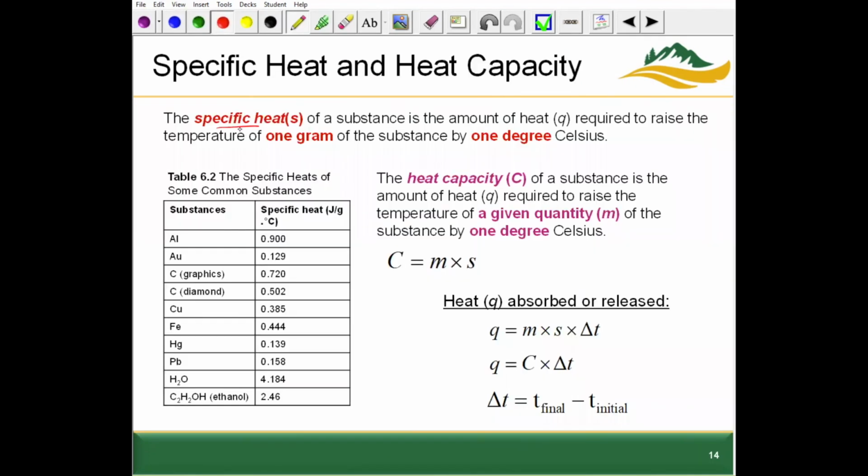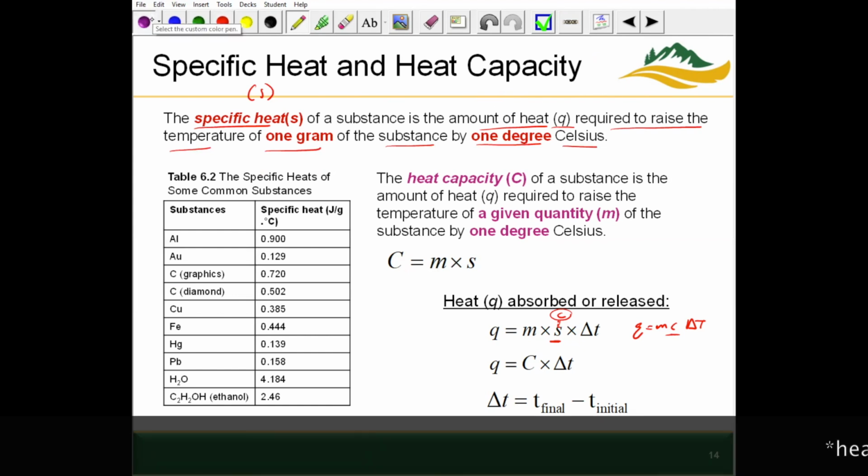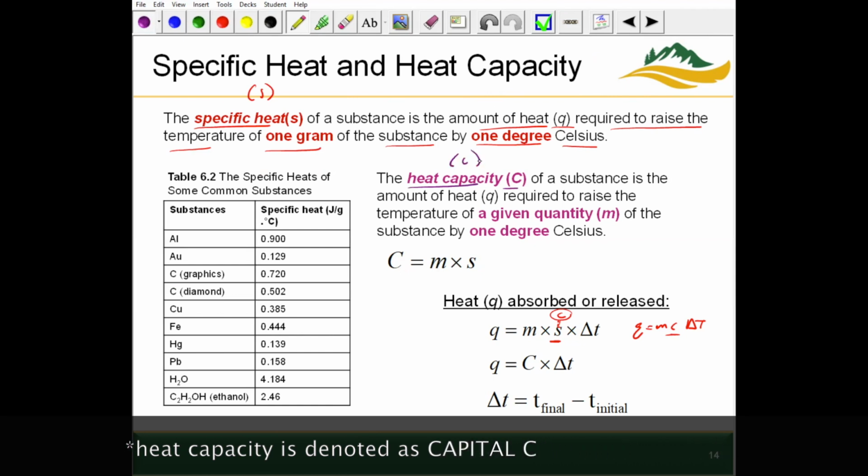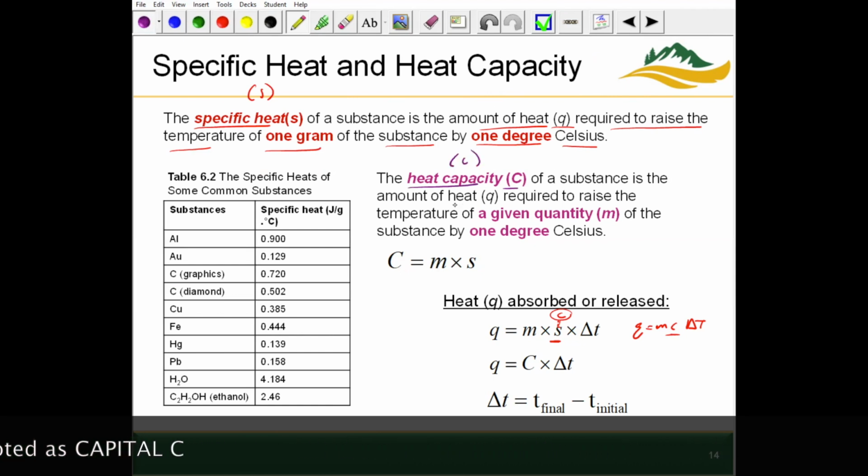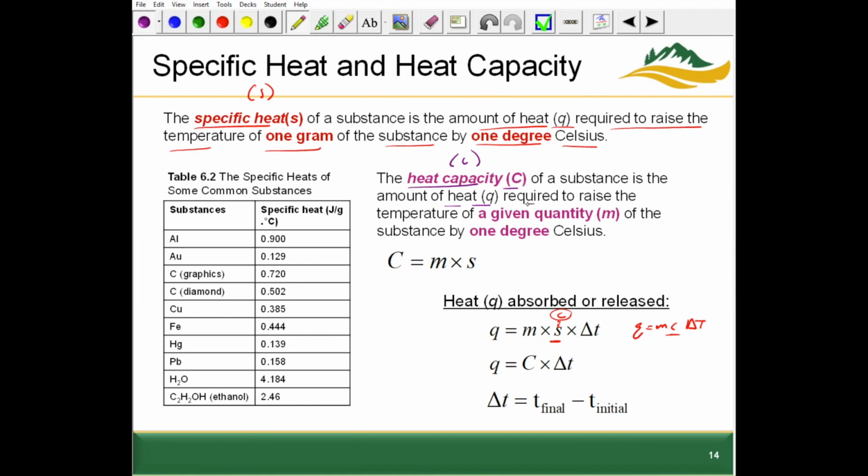So let's go through this explanation now. The specific heat, or S, of a substance is the amount of heat Q required to raise the temperature of 1 gram of the substance by 1 degree C. Similarly, the heat capacity, represented as C now, of a substance is the amount of heat, or Q, required to raise the temperature of a given quantity, or mass, of the substance by 1 degree C.